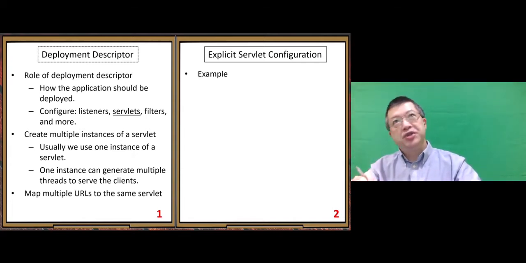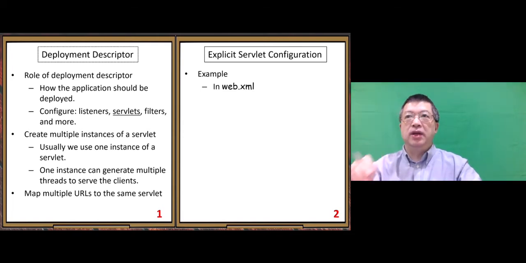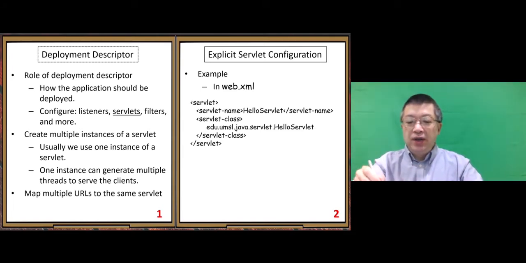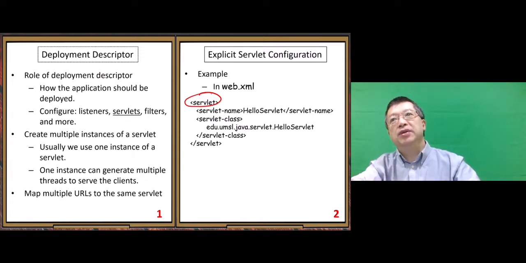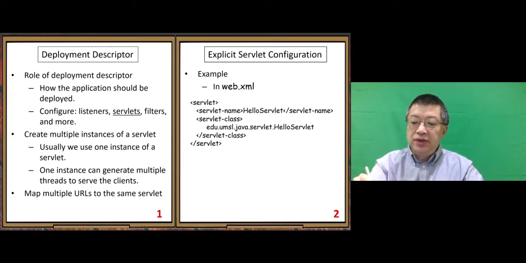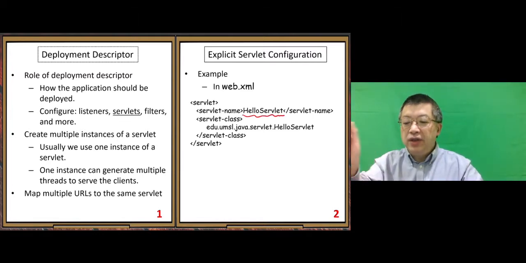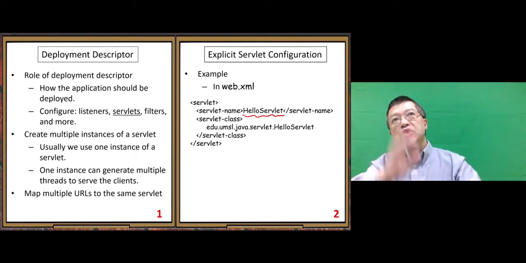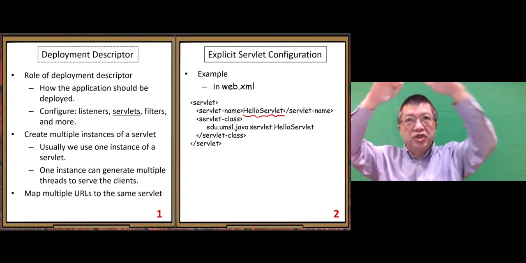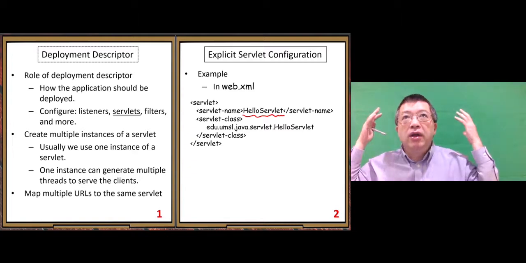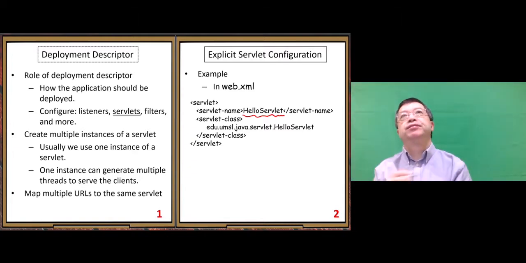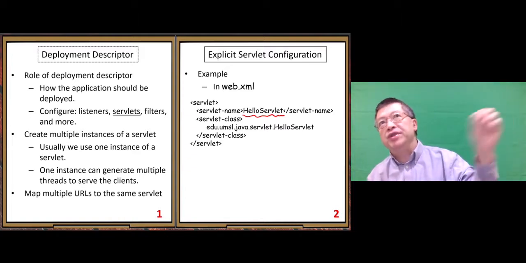Now, explicit servlet configuration inside the web.xml. Let me use a simple example. First, you need to write your servlet element in your web.xml. Inside your servlet element, you need to provide your servlet name. Each servlet should be given a name. The reason is very simple: inside the server, all these servlets, JSPs, each one needs a reference. The servlet name is used as the internal reference.